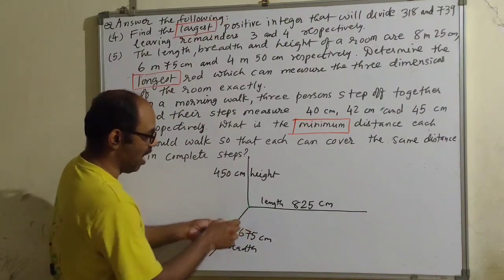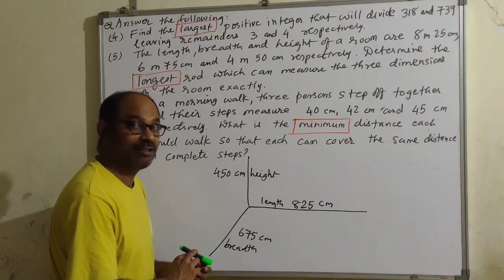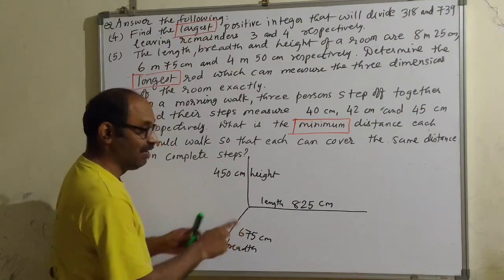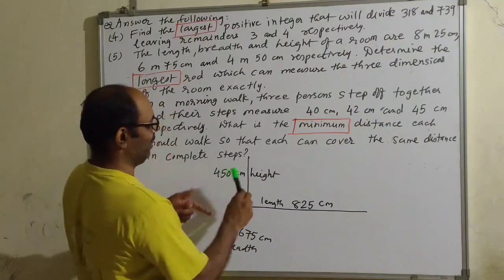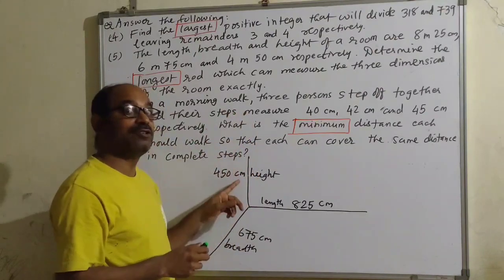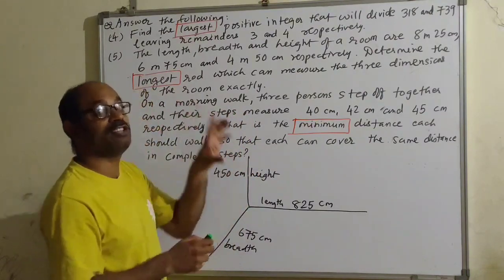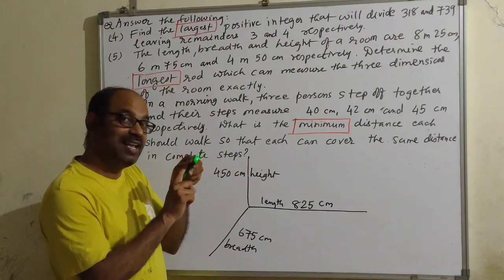It has to measure the breadth also exactly. Are you getting me? That means if you divide breadth by the length of the rod, remainder will be 0. Now it has to measure the height also exactly. Means height 450 is exactly divisible by this length.